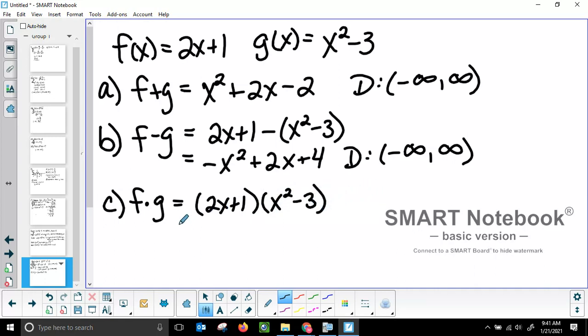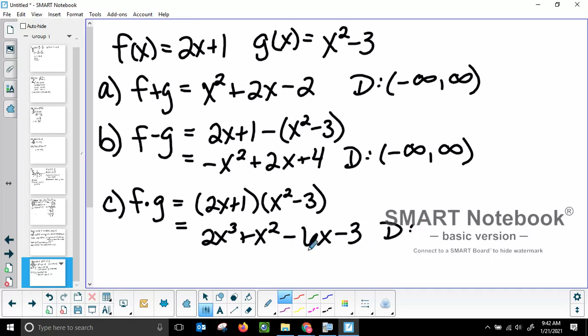And we're distributing. So here we're going to have 2x cubed plus x squared, then minus 6x, and then minus 3. And I intentionally multiplied them in such a way that it's already in standard form. If you didn't, that's fine. Just make sure that you put it in standard form.